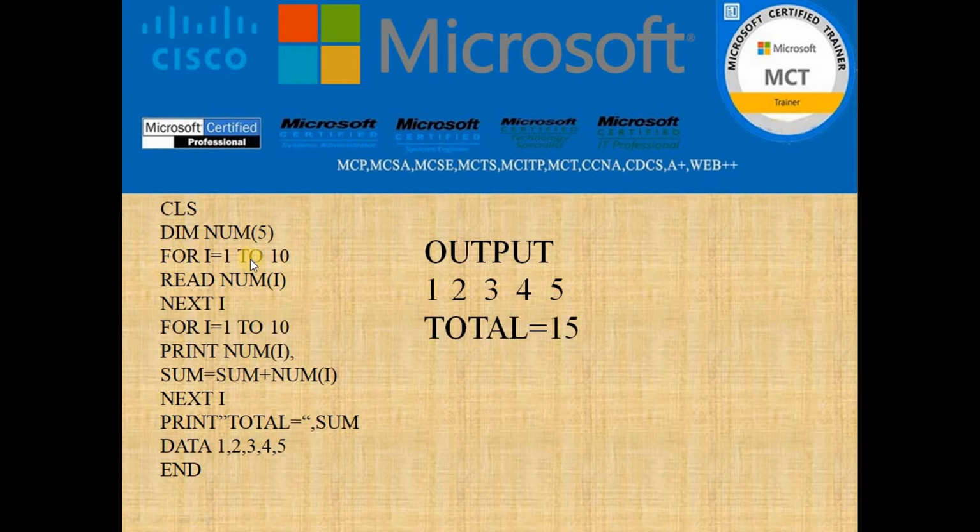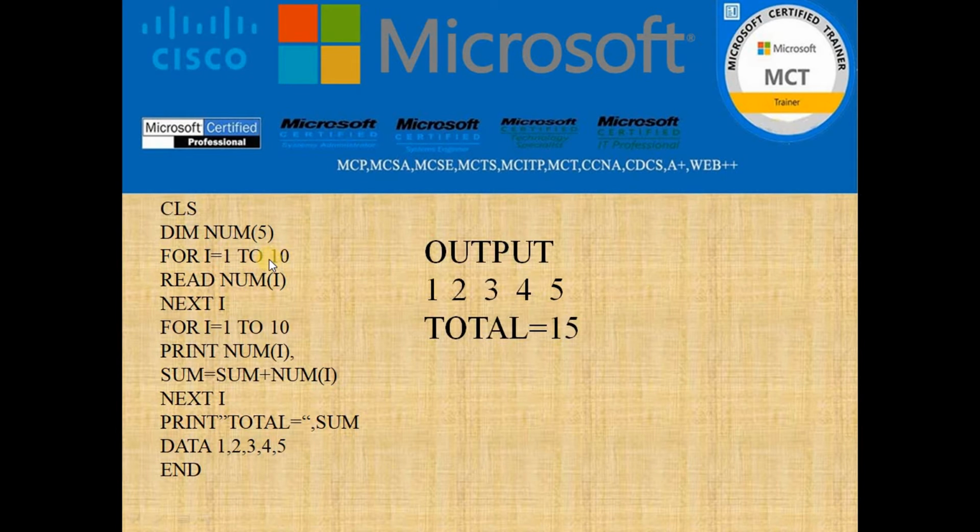Okay, now for I equals 1 to 10, read num(I). So how many values is it going to read? 1, 2, 3, 4, 5, 6, 7, 8, 9, 10. No, intentionally I have written 10 over here. Remember, I told you the subscript that you have over here is the most number of values we are going to read. And what I did over here, 10.